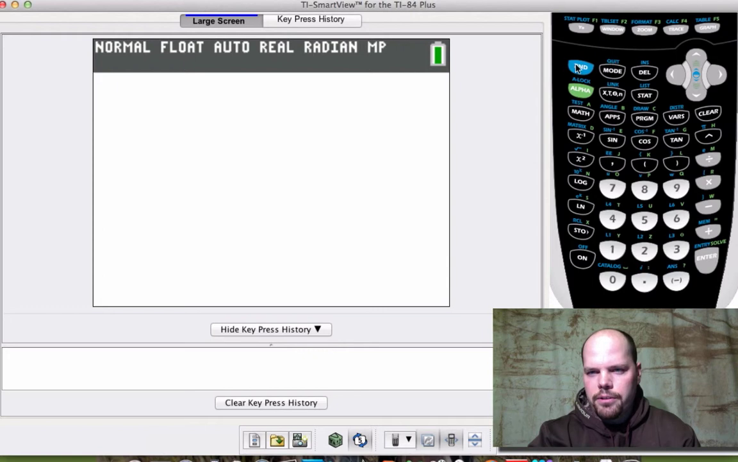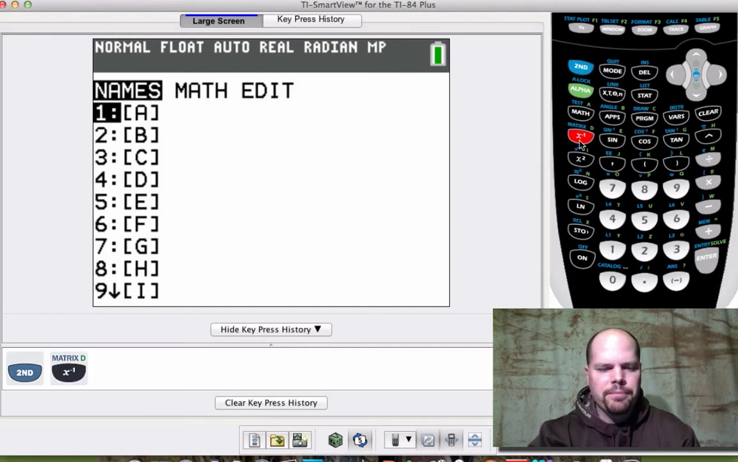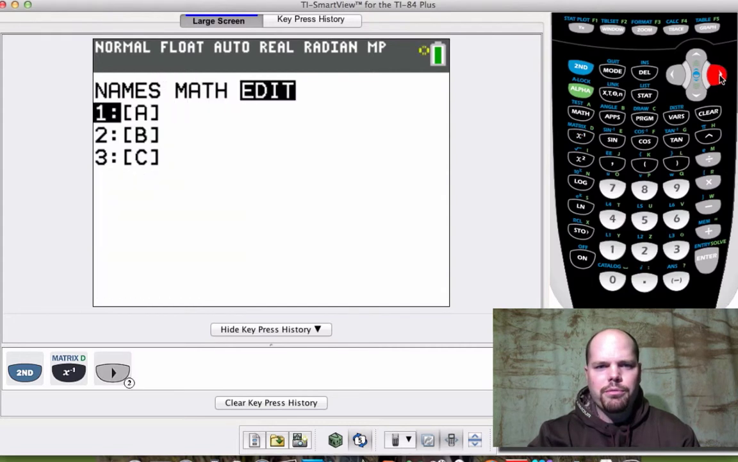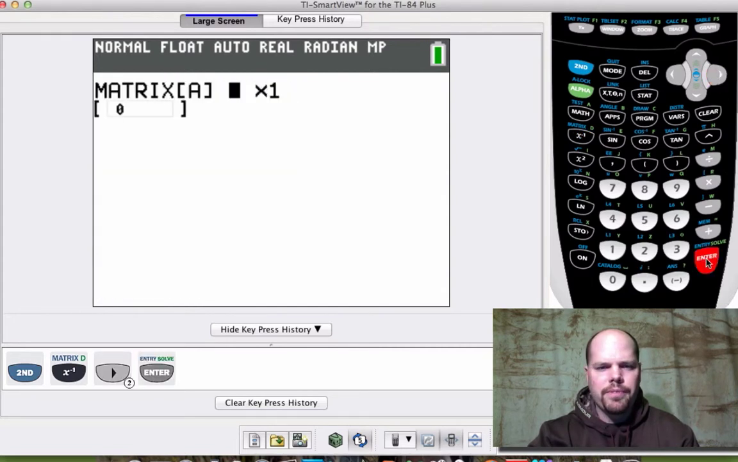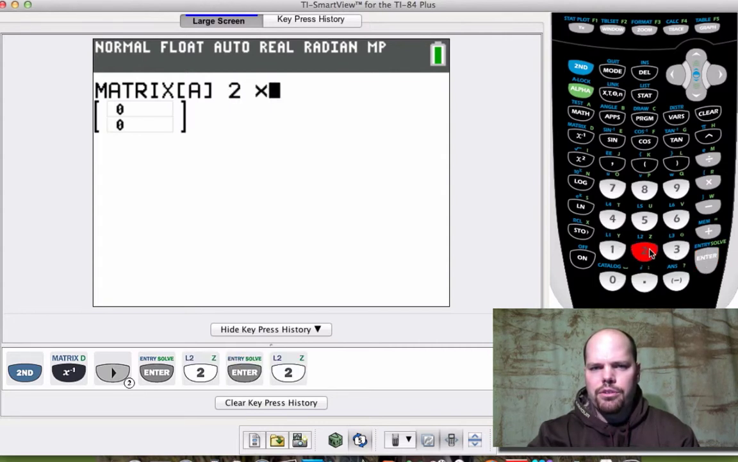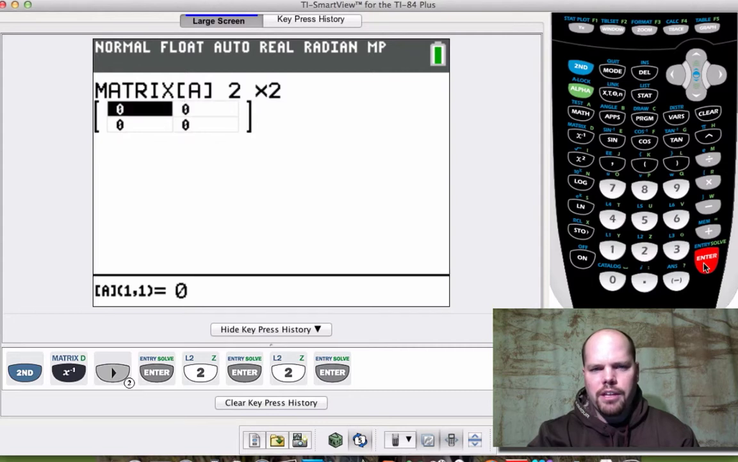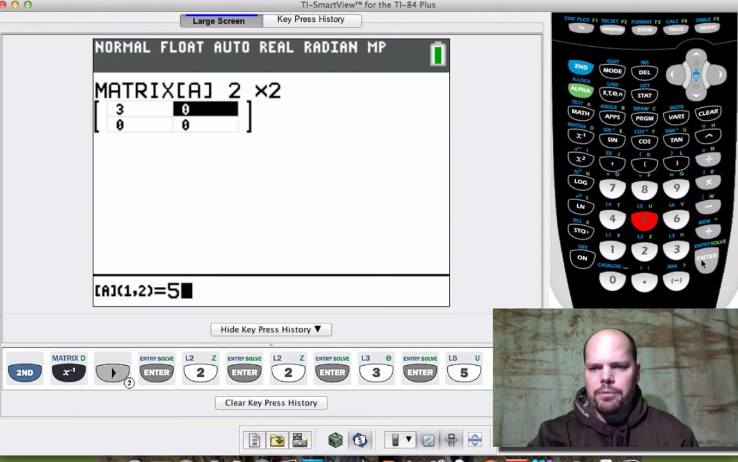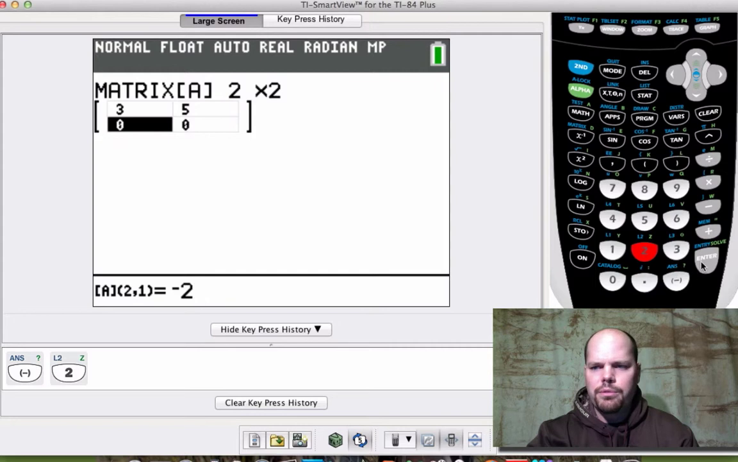On your calculator, you see the X inverse button, and right above it is matrix, so you go to second, that button there. We need to edit a matrix, so scroll to the right and press enter. What size of matrix do we have? We have a 2 by 2 matrix. And our entries were 3, 5 in the top row, and negative 2, negative 3 in the bottom row.